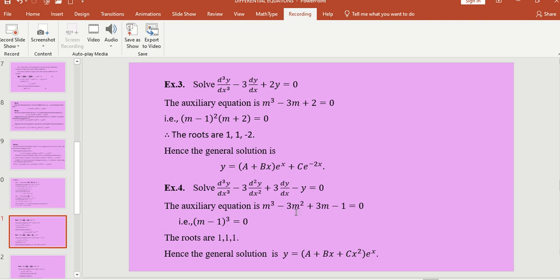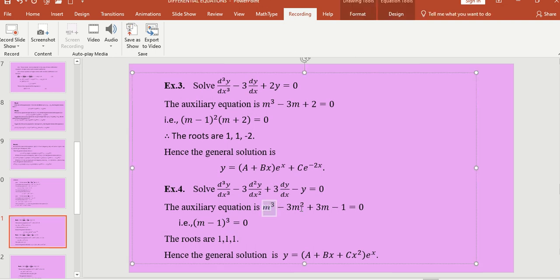Similarly, if you use this example, here the auxiliary equation is m³ − 3m² + 3m − 1 = 0. So we have (m − 1)³ = 0. That is, the general solution is y = (a + bx + cx²) e^x.